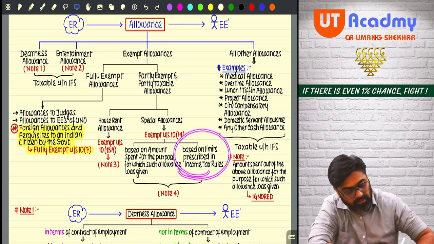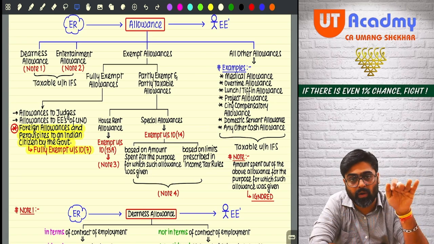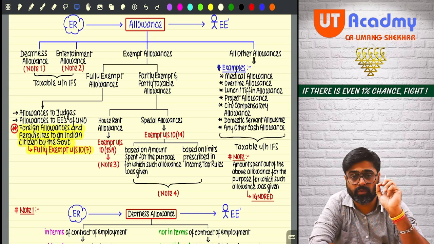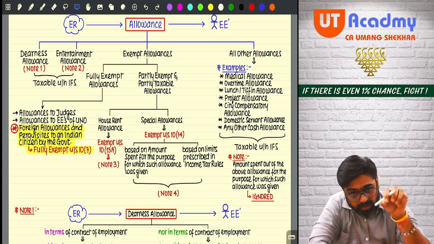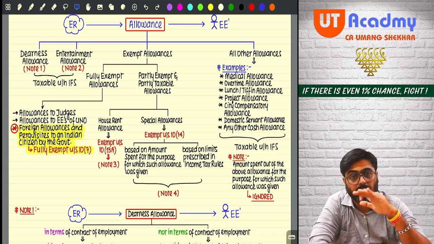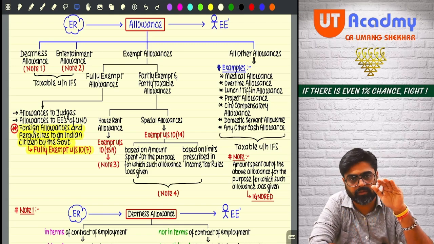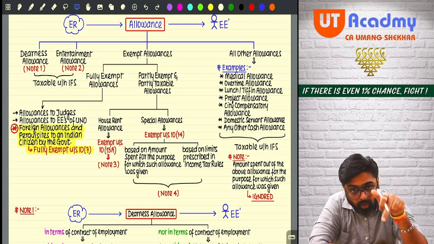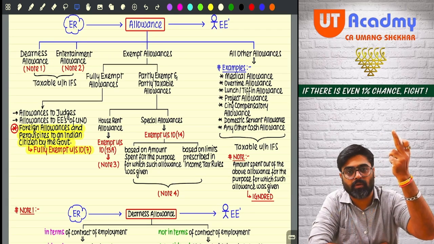And 6 more allowances are exempt under 10(14), but the exemption for those other 6 allowances will be on the basis of limits which are prescribed in IT rules. There is one rule, Rule 2BB. As per this rule, there are certain limits given for these allowances. If the allowance received is up to this limit, it will be fully exempt. But if the allowance received is more than this limit, then up to the limit the amount will be exempt, and any excess over the limit will be taxable.